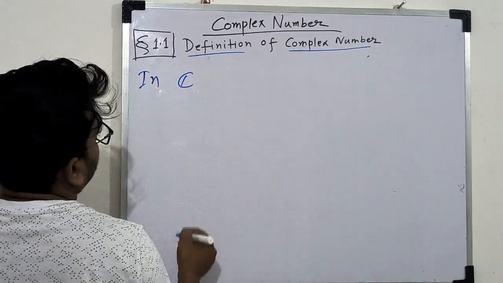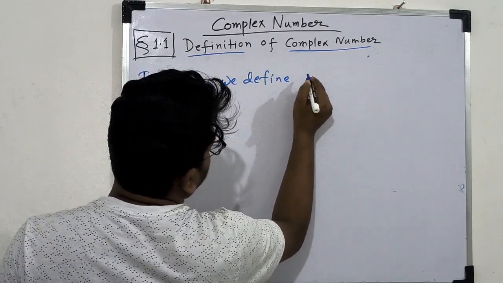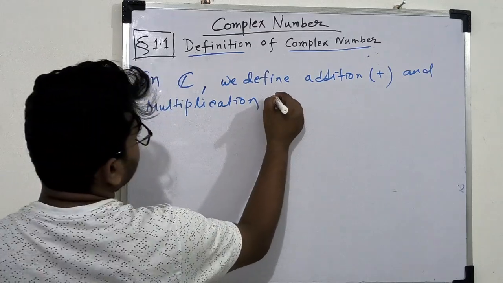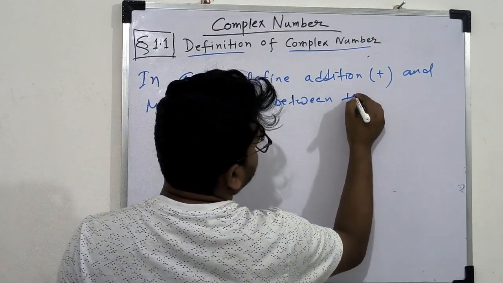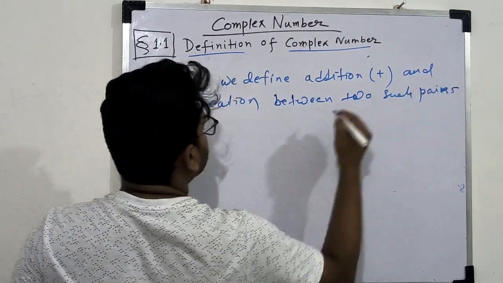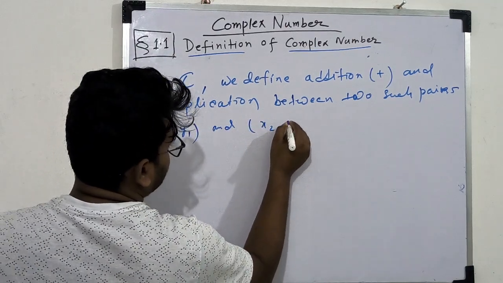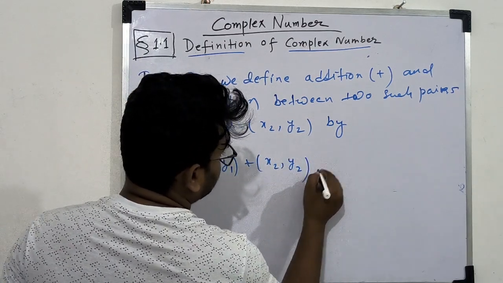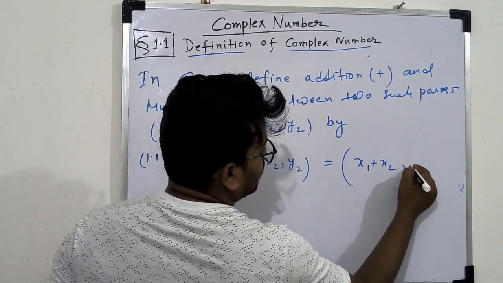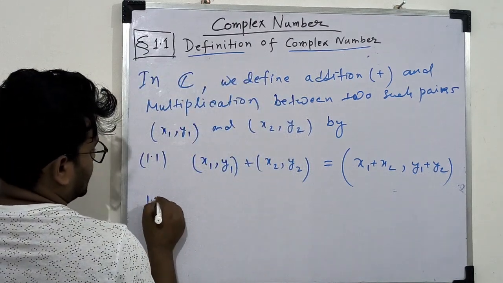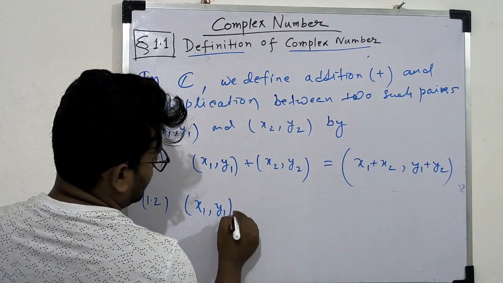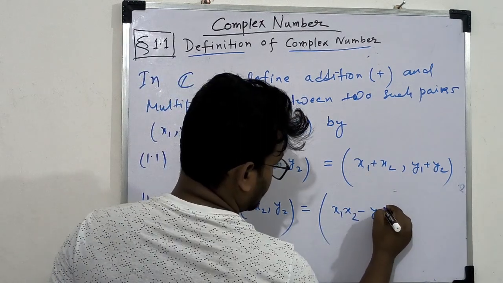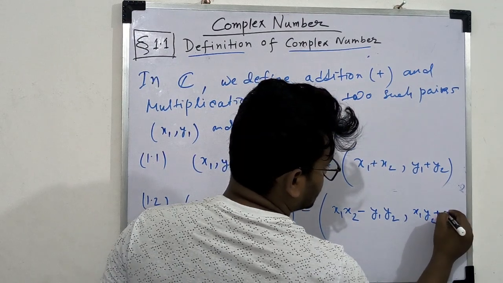So in C, in the set of complex numbers, we define addition and multiplication between two such pairs. For pairs (x1, y1) and (x2, y2), the sum (x1, y1) plus (x2, y2) is defined by simply (x1 plus x2, y1 plus y2), and the multiplication, or just a position, that is (x1, y1) into (x2, y2), by (x1 x2 minus y1 y2, x1 y2 plus y1 x2).